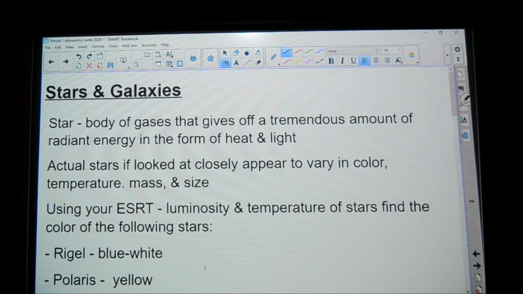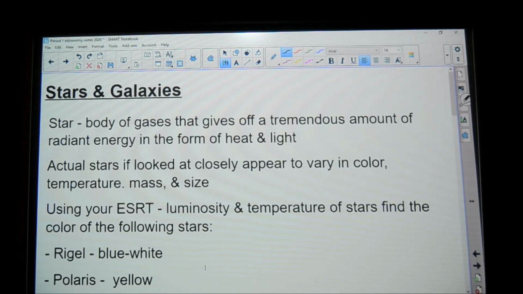All right, stars and galaxies. Star, you're looking at, it's a body of gas. It's going to give off a ton of energy, either in heat or light. If you look at stars, they vary in color because of the temperature, the mass, and the size.